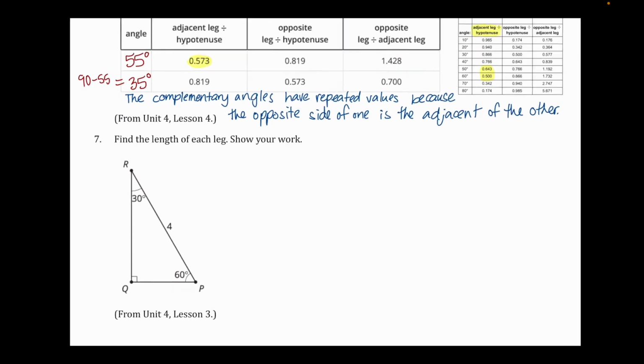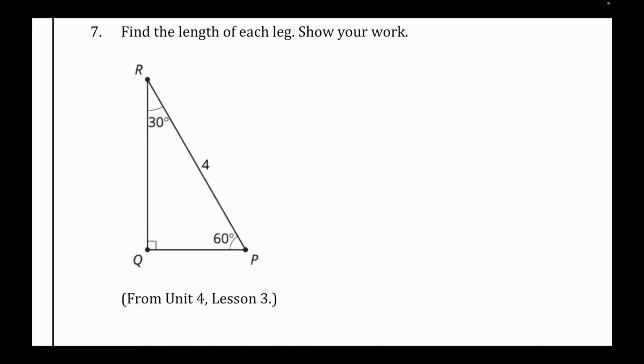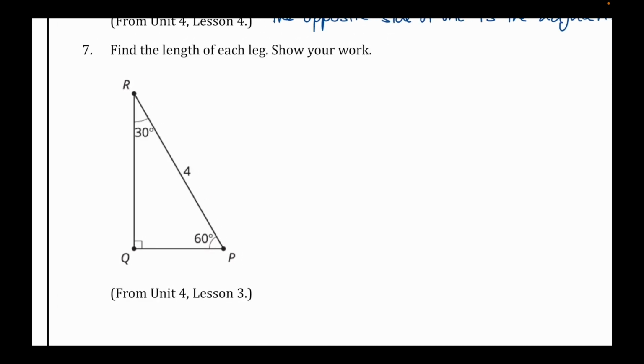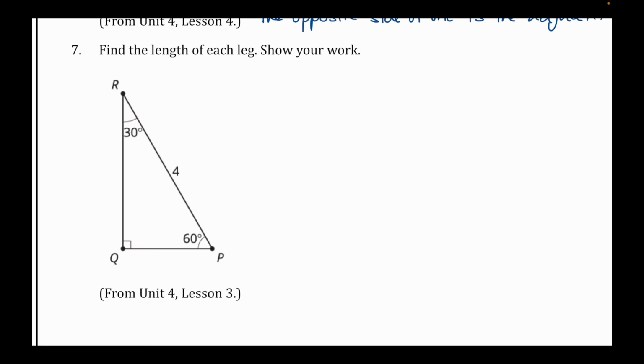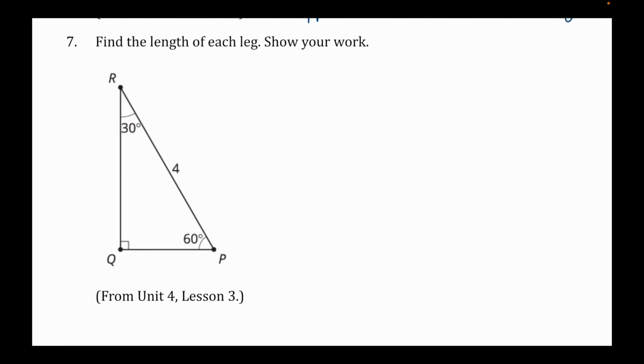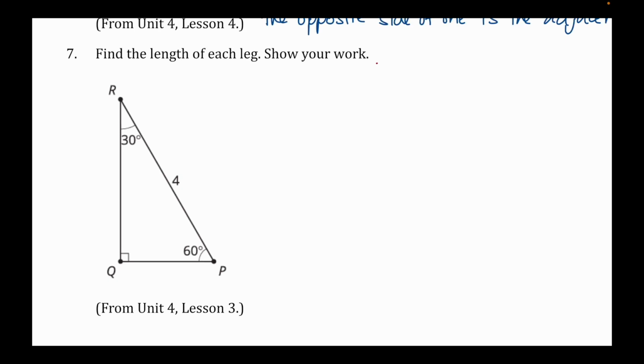Very last question. We want to find the length of each leg and then show our work. And this is from Unit 4, Lesson 3. So if you see down here, we have Unit 4, Lesson 3. So I am going to do this using special right triangle ratios. Because this is a 30 and a 60 degree angle, we can call this a 30, 60, 90. And we know that the short leg should be the equivalent of x, the hypotenuse should be the equivalent of 2x, and the longest leg would be the equivalent of x times the square root of 3.